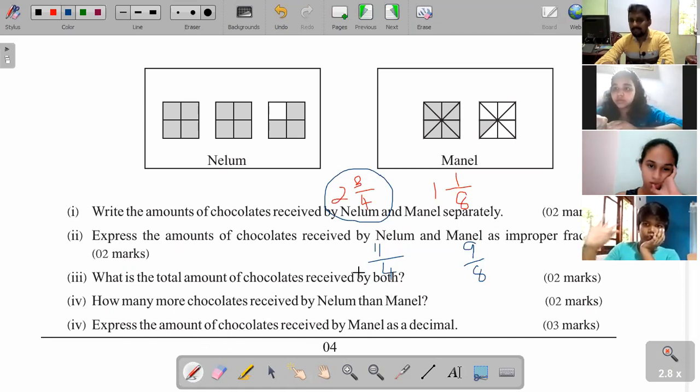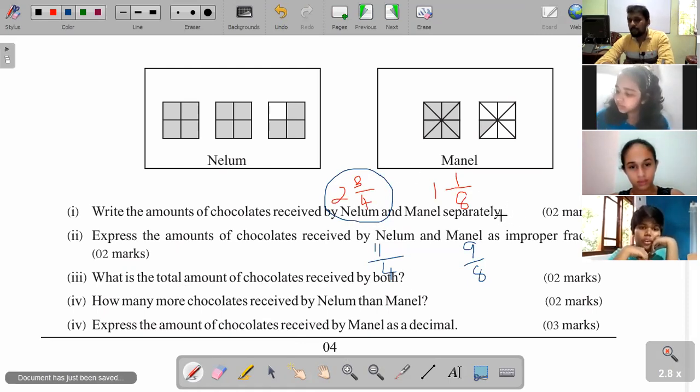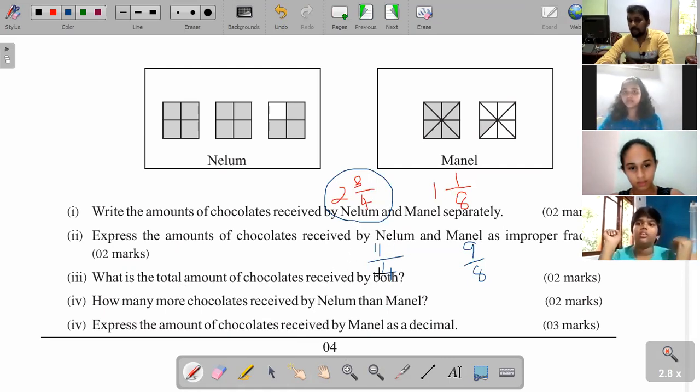Right, okay, that's the part to answer. Then part 3, look: what is the total amount of chocolates received by both? Right, it asks for the total amount received by both of them. What do we have to do? For the total you have to add, right? You have to add these two, no? So how can you find the answer? That's the third part answer.